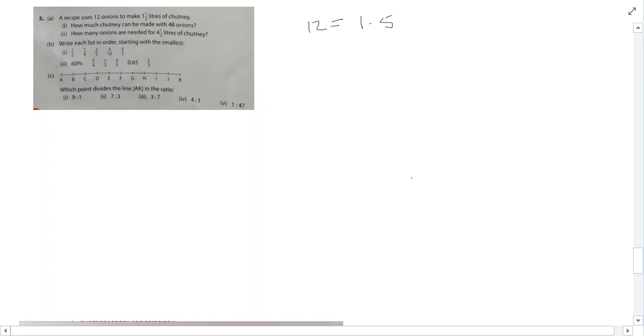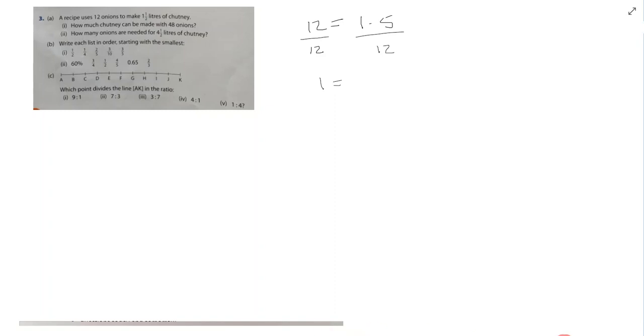Okay, so we know that 12 onions gives us 1.5 litres of chutney. So we can find out first of all how much one onion will give us. In order to do that, we think about how we change this. This 12 represents 12 onions. How do we change it to 1? We divide it by itself. We divide by 12. If we divide this side by 12, we have to divide this side by 12. So 1 onion will be equal to 1.5 divided by 12.